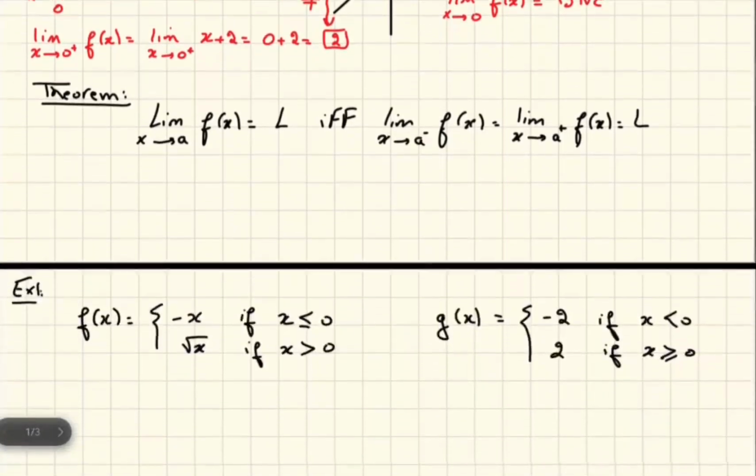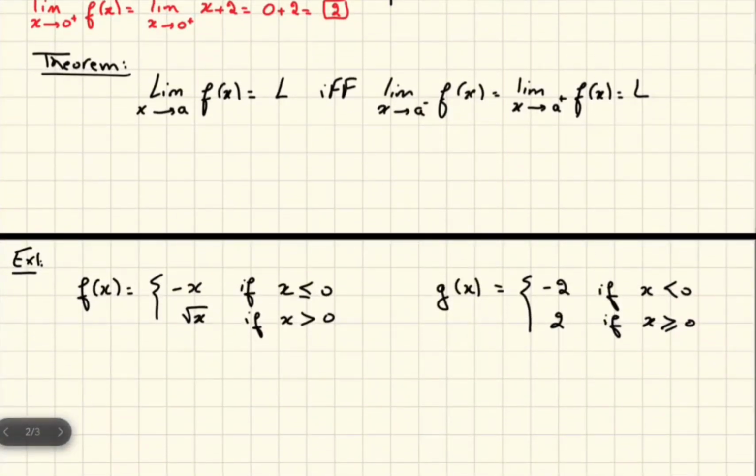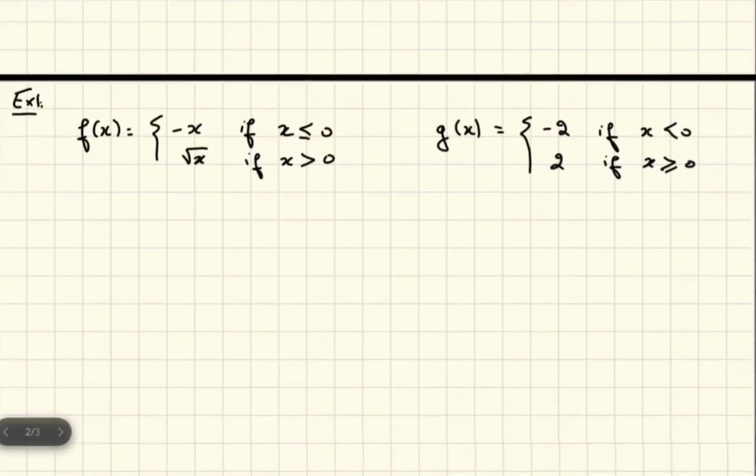Now, the theorem: the limit at the value a, so the limit as x approaches a of the function is equal to L, so it exists and it's equal to a number, if and only if the limit from the left side and from the right side of a are equal to the same number. Okay, so for the limit to exist, we need the limit from the left side and from the right side to be equal. Let's check this example.